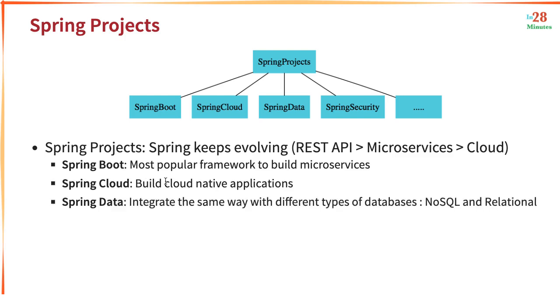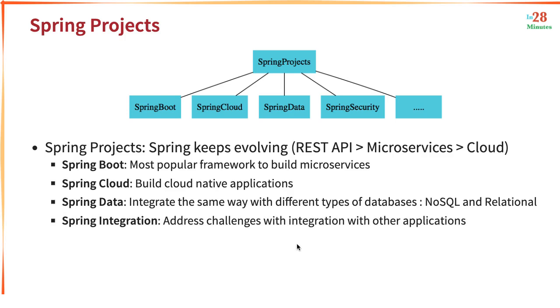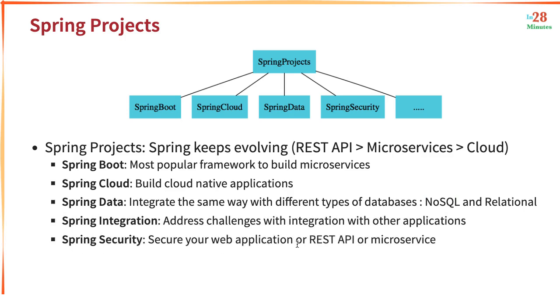A few years back, the only type of databases that were present are relational databases. Relational databases are databases where you define tables and you write SQLs to query the data from your tables. However, in the last decade, there are a number of NoSQL databases which became popular. Spring Data helps you to talk to different types of databases, whether it's NoSQL or relational databases, the same way. So you can integrate with different types of databases. Your applications need to talk to other applications. Spring Integration is a Spring project which helps you to talk with other applications.